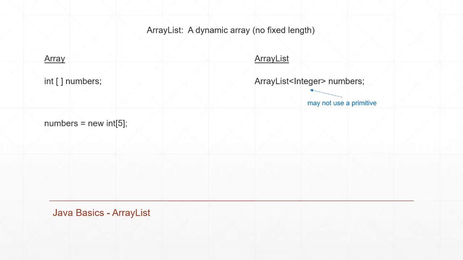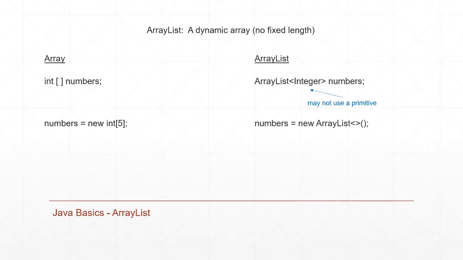Now, in order to create and allocate the array, what we do is we say numbers equals new int, and then in the brackets, we specify the length of the array, how many elements will be stored in the array. With an ArrayList, you don't need to specify the length because it's dynamic. You can have any number you want.